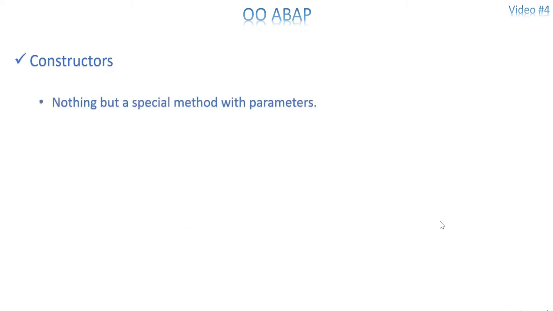A constructor is nothing but a special method with parameters. Some things can change in the statement depending on the type of constructor, static or instance, but overall constructor has parameters. The name is constructor or class constructor. In C++ we use the class name as the constructor name, but here in ABAP we have to use the word constructor. It refers to the instance constructor. If you use class underscore constructor, it refers to the static constructor. Even if there is a spelling mistake, it is considered a normal method. It won't be considered a constructor.